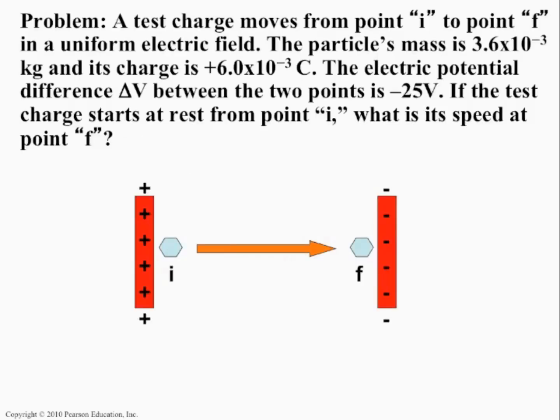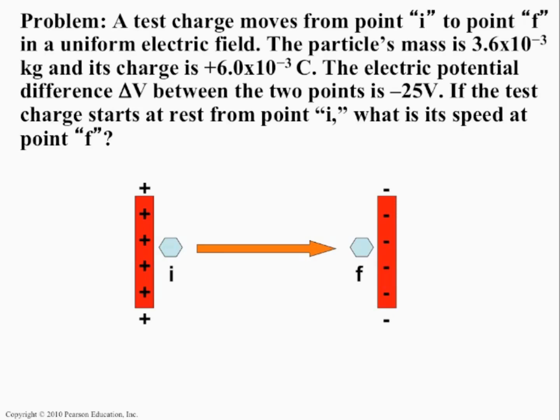So let's look at this problem. A test charge moves from point I to point F in a uniform electric field. The particle's mass is 3.6 times 10 to the negative third kilograms, and its charge is positive 6.0 times 10 to the negative third coulombs. The electric potential difference delta V between the 2 points is negative 25 volts. If the test charge starts at rest from point I, what is its speed at point F?